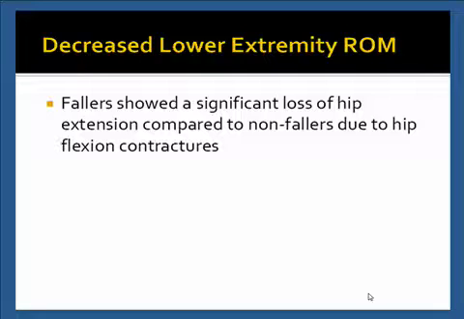Next, we will discuss decreased mobility and strength, how they affect balance and possible falls in the elderly. Fallers showed a significant loss of hip extension compared to non-fallers due to hip flexion contractures. As we age, we tend to sit much more than we do when we are younger.